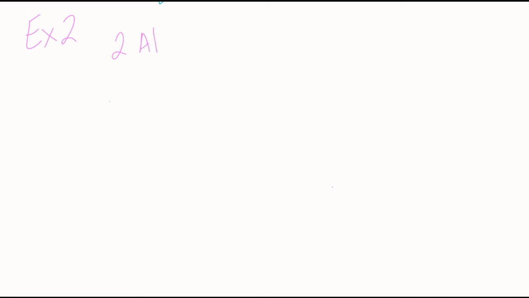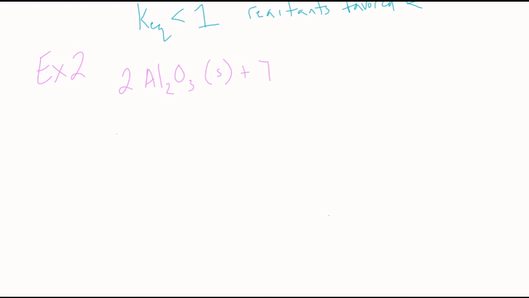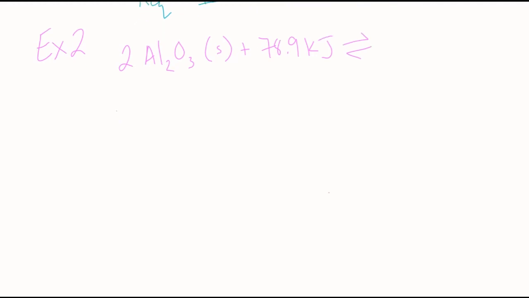Okay, so example number 2, we're going to have some aluminum oxide, and this is going to be a solid actually, so we'll talk about that in a second. I'm also throwing some heat in there. It's reacting with 78.9 kilojoules of heat, and that is in equilibrium with 4 aluminum solid and 3 oxygen gas.